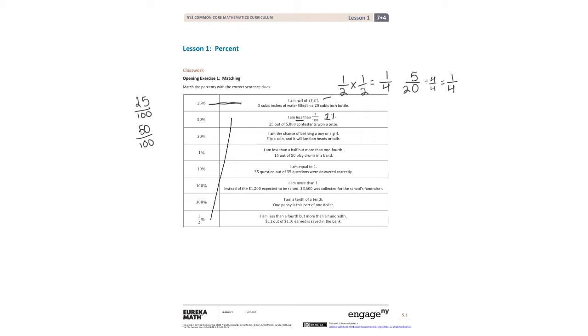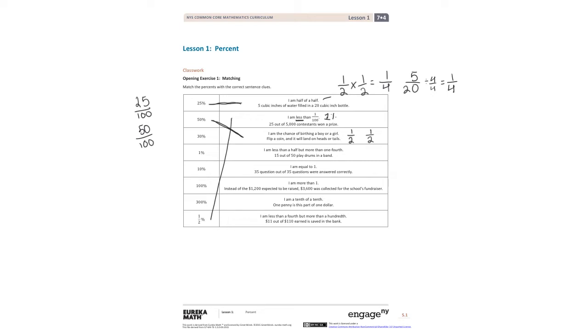The next number sentence, I am the chance of birthing a boy or a girl. So when we have a boy or a girl, that is 2 options. And so we're either going to get one or the other. So the outcome is either going to be one of those out of those 2 outcomes. So that is 1/2. If we flip a coin and it will land on heads or tail, again, we have 2 options, but we're only going to receive 1. So that's going to be 1 out of 2. 1/2 is going to give us 50%.